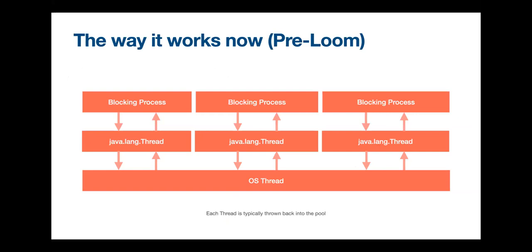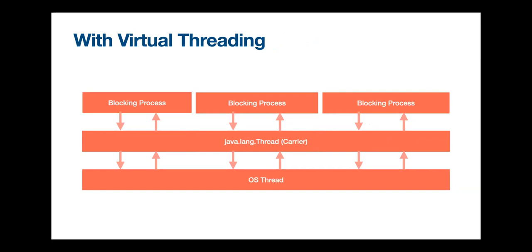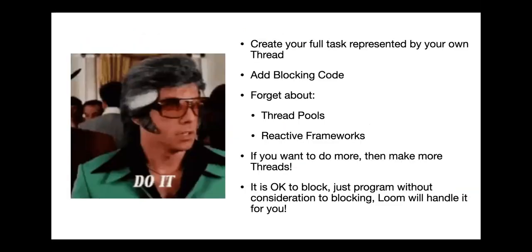So the way it works now, pre-Loom, we have a blocking process that is running that particular thread, but it's up to the OS thread to preempt whatever it needs to do. But now with Loom, we're going to have our carrier thread, and we'll have a blocking process, and everything that needs to be done as far as parking and handling and preemption is all going to be done at the JVM level, which should make things a little bit faster. And let me finish with this slide and let's handle some questions then.